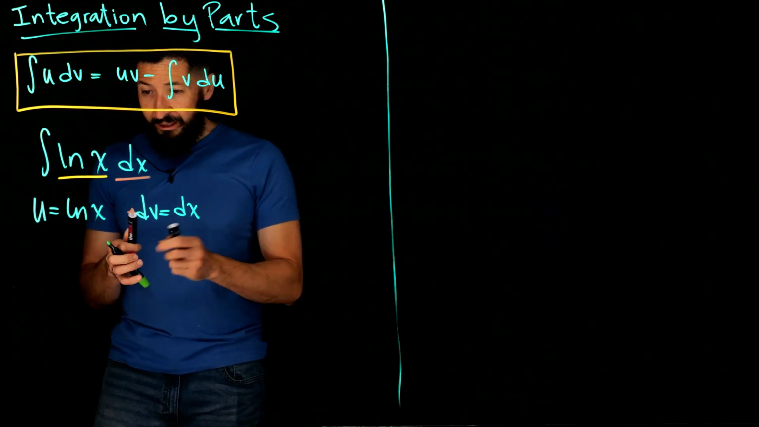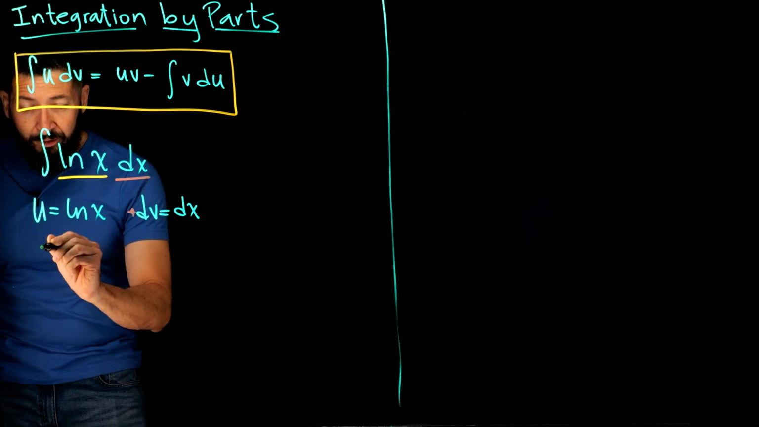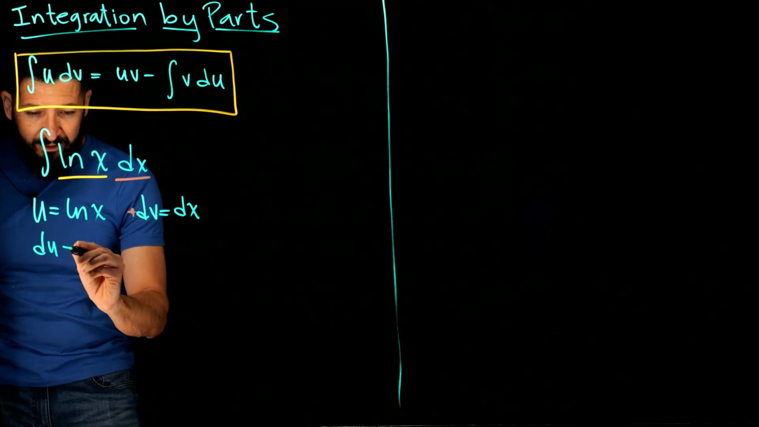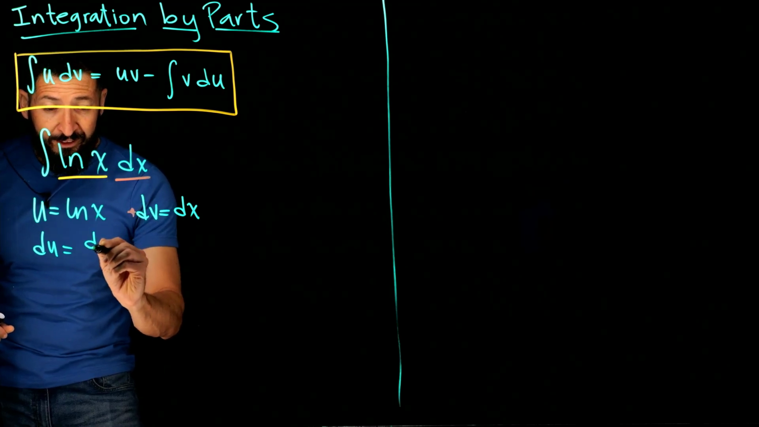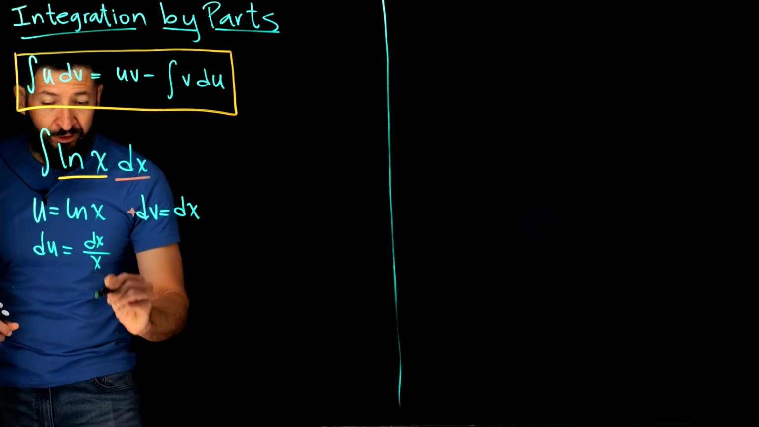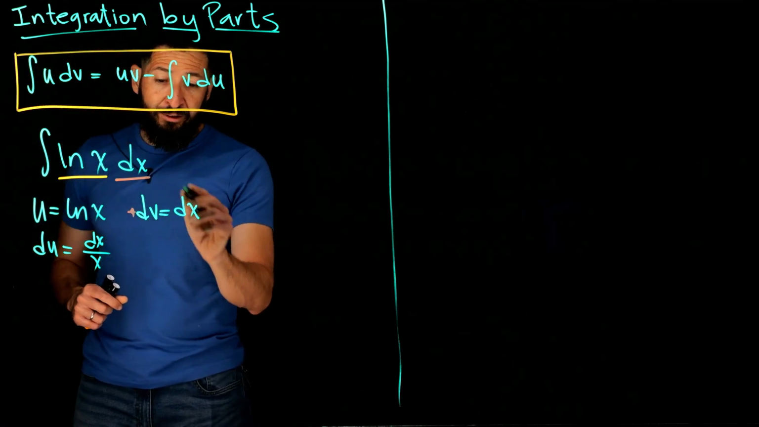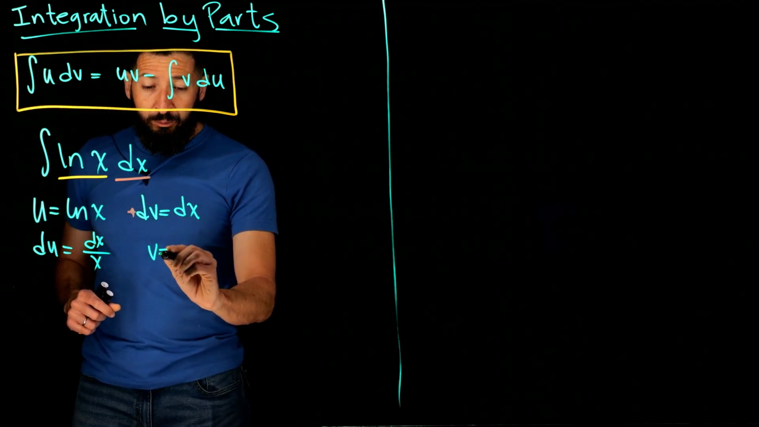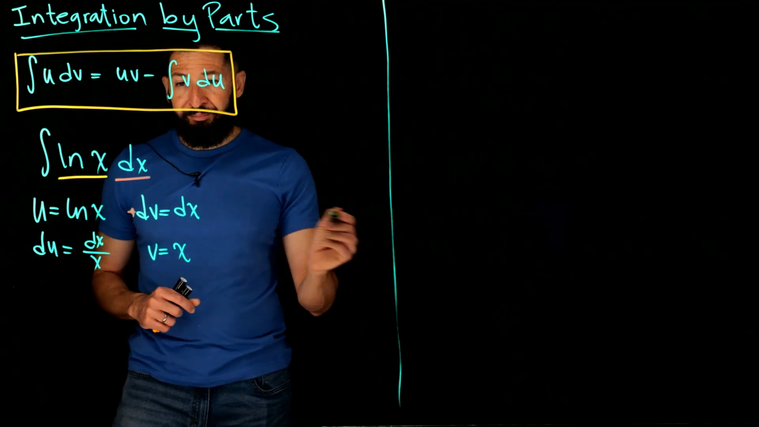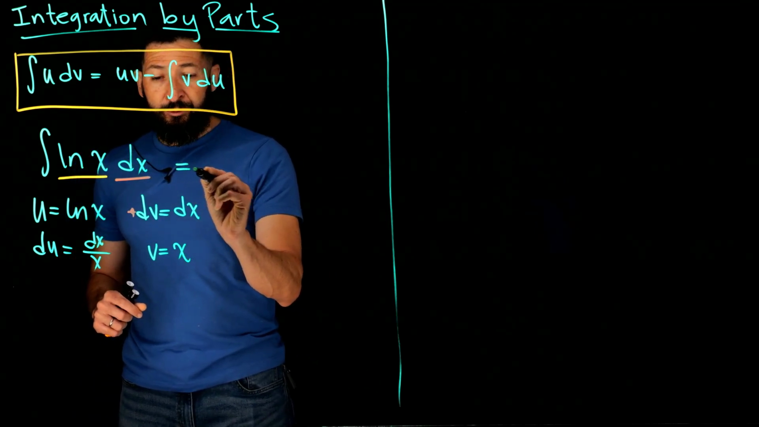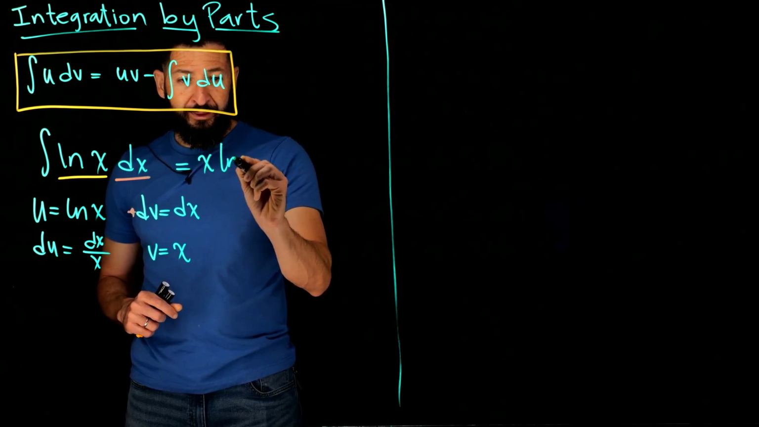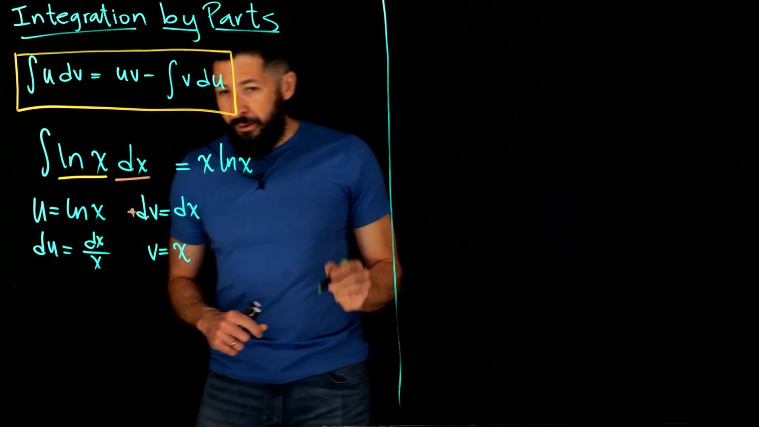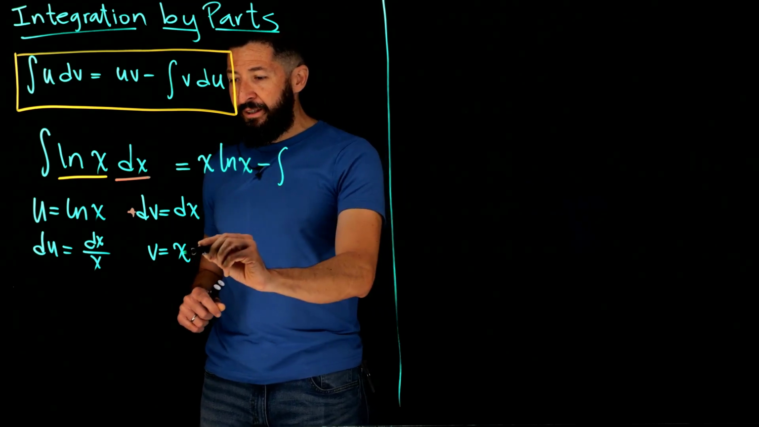All right, so let's see how that goes. So you know that you can take the derivative of natural log, which is going to be 1 over x dx. So dx over x is going to be your du. Now v, you're going to integrate here, but when you integrate, you just get x. All right, so we put it together with our formula. uv is going to be x ln of x, natural log, minus the integral of v du.